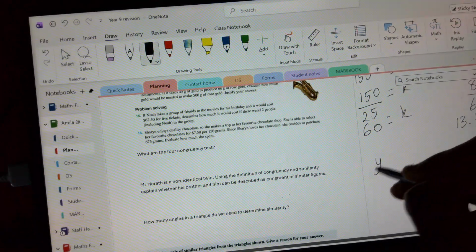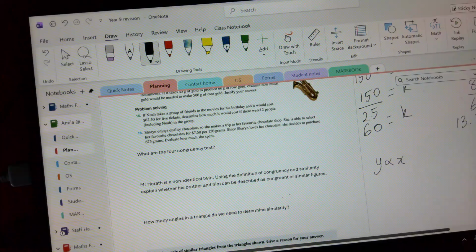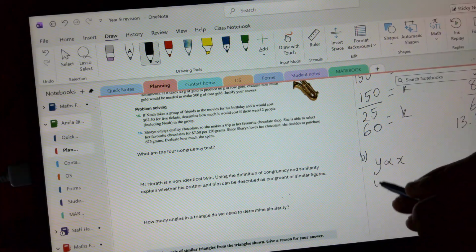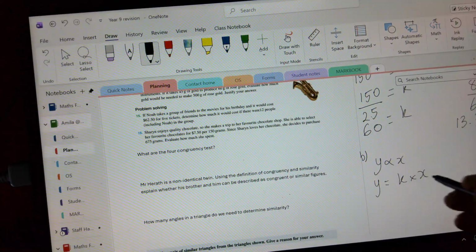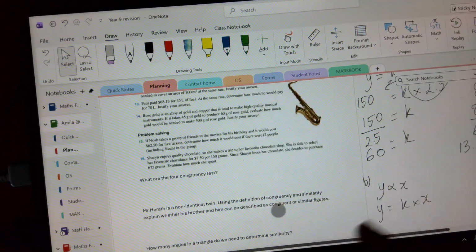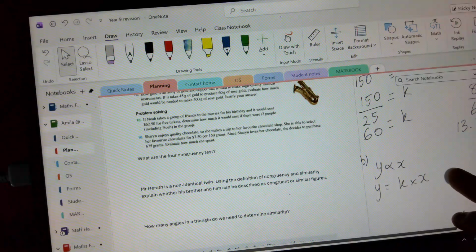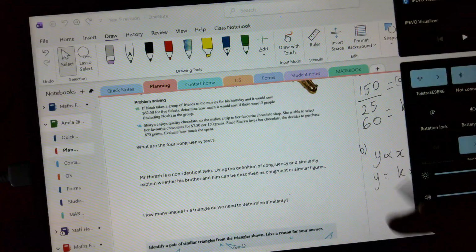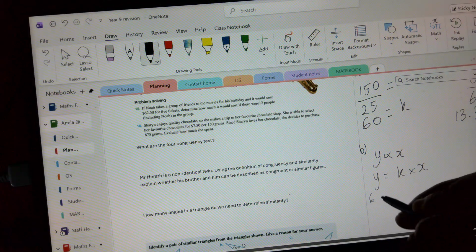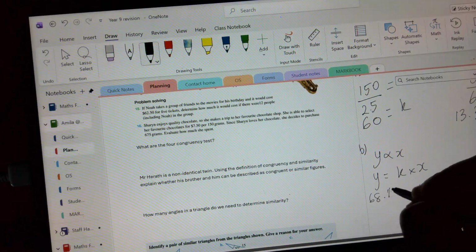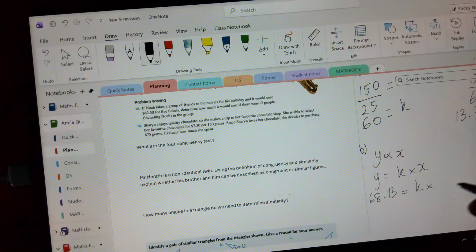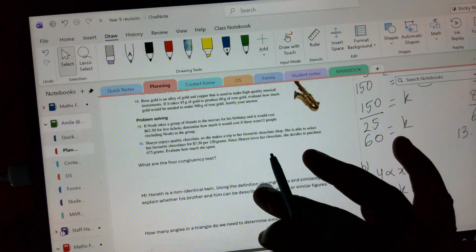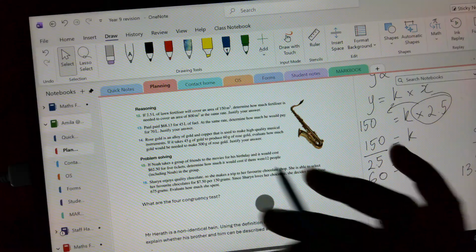So if I was to write y proportional to x for B, I know that y equals k times x. I know I have to find my k value first, and I know y is my cost, and that's dependent on the number of liters. So 68 and 13 cents equals k times 45.